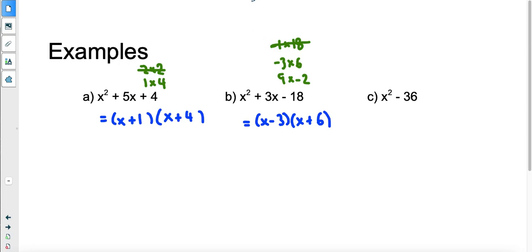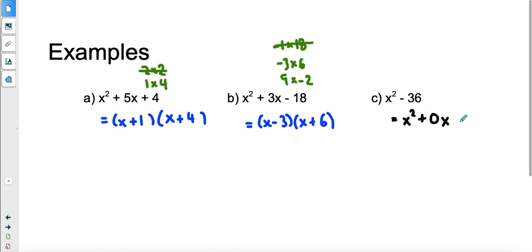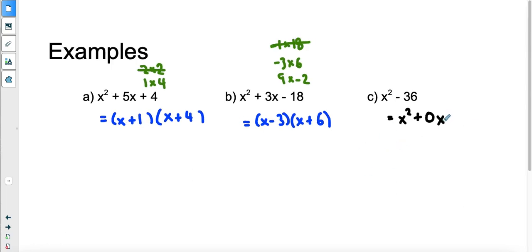But really, essentially, what this means is, since I don't have any term in the middle, I just have a 0x in the middle here, right? Because remember, 0x is the same thing as 0. So I have x squared plus 0x minus 36. And now we know how to do this, right? We just have to think about what two numbers will multiply to give me negative 36 and add to give me 0. Well, let's see.